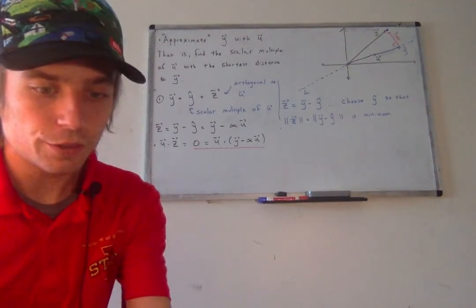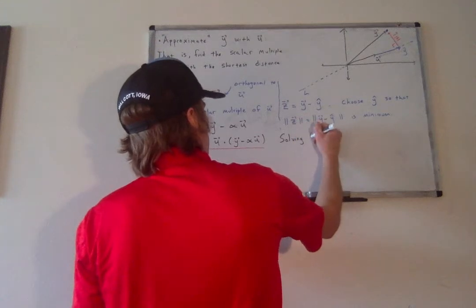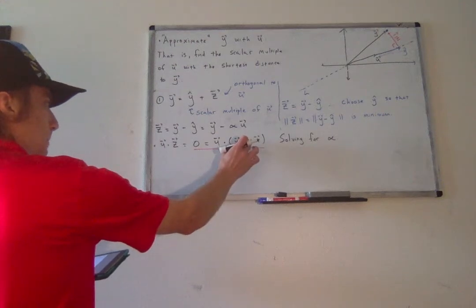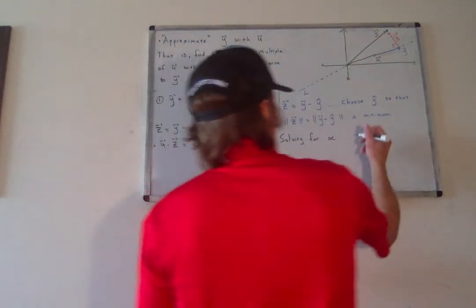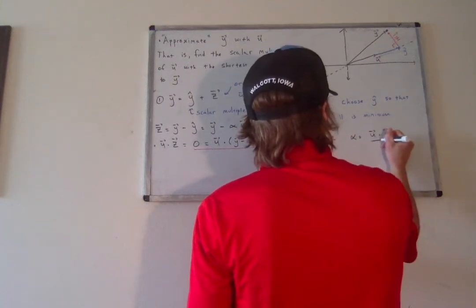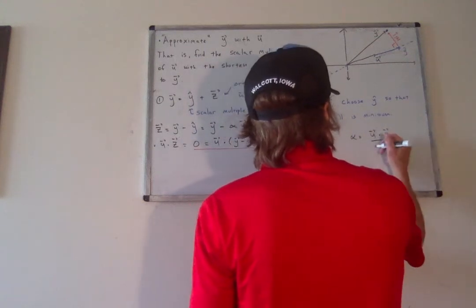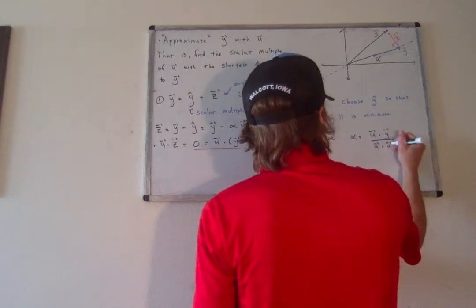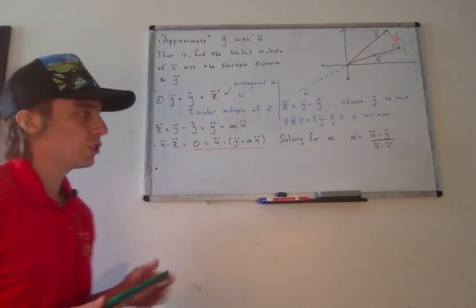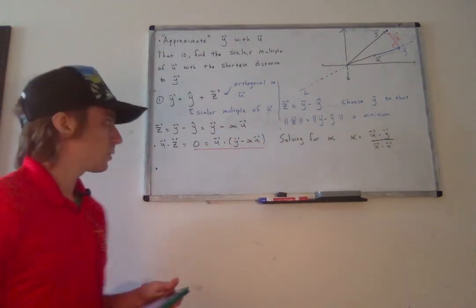So now, solving for alpha, what we can do is distribute this dot product, subtract this over and divide. We get that alpha is equal to u dot y over u dot u. And so notice in particular, alpha itself is just a scalar, right? The dot product of two vectors is itself a scalar.